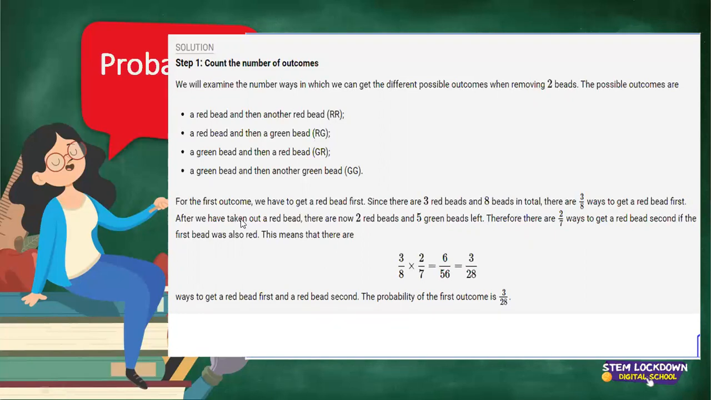In that case, for the first bead being red, we're going to have 3 out of 8. And then the second bead being red is going to be 2 out of 7. Why 2? Because the first one was not replaced. So that reduced the number of red beads to 2, and the total number of beads to 7. So the probability of the first bead is 3/8, and that of the second red bead is 2 out of 7.